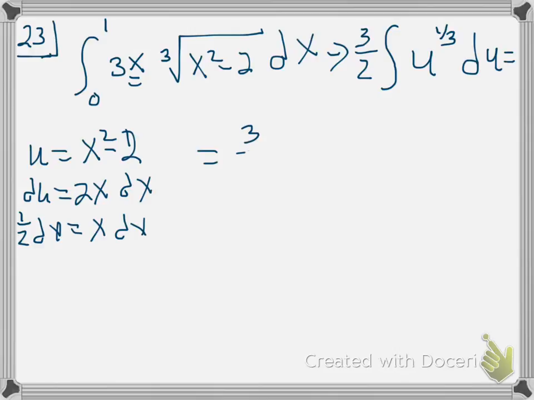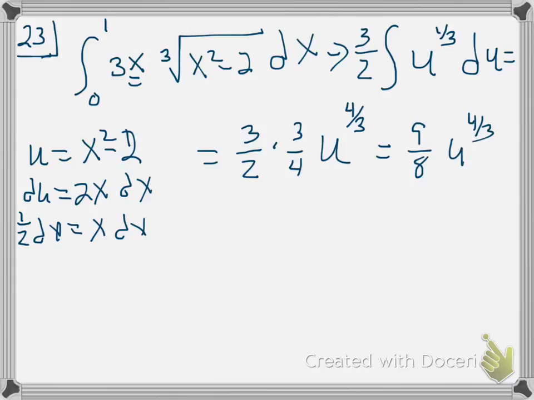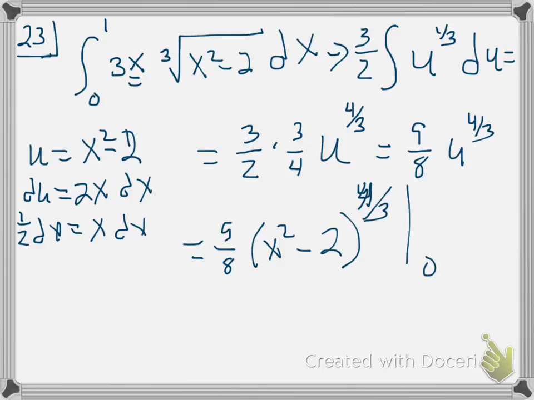And that's going to give me 3/2 times, I add 1 to 1/3 and I get 4/3. That means I've got to multiply by 3/4. So now I've got 9 over 8 u to the 4/3 power. So that becomes 9 over 8 times x squared minus 2 raised to the 4/3 power. And we're going to evaluate that from 0 to 1.